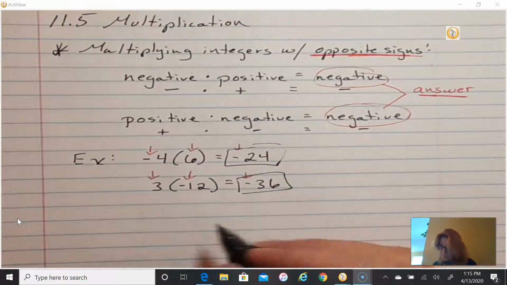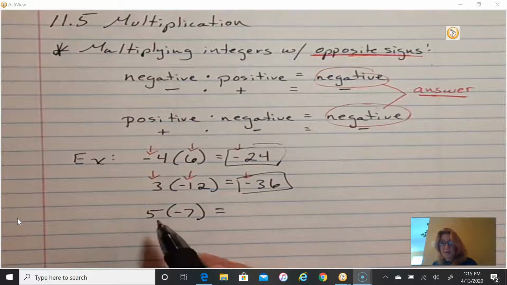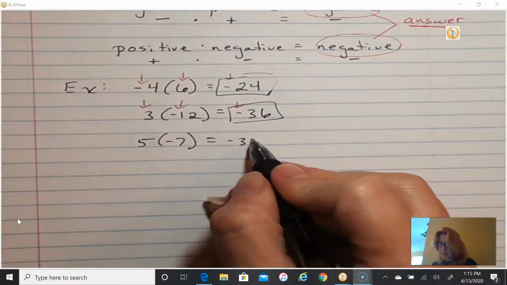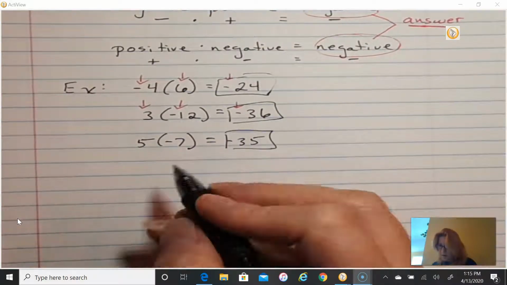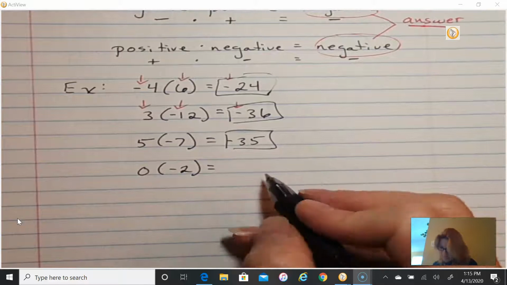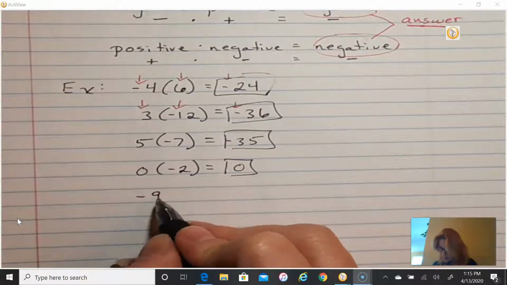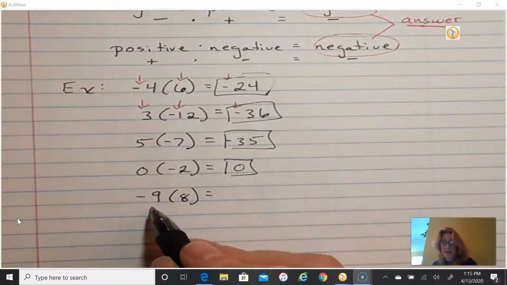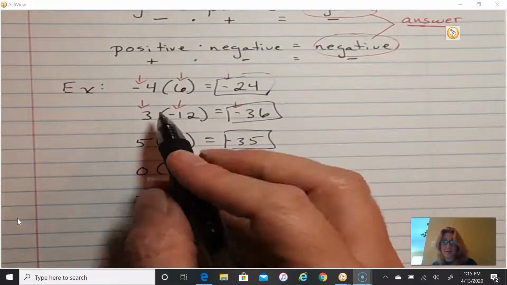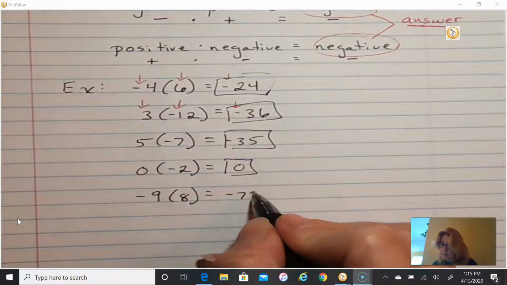Let's do some more. 5 times negative 7. You have a positive 5 and a negative 7. So it's negative 35. How about 0 times negative 2? Well, anything times 0 is just 0. Don't let that fool you. Negative 9 times 8. You have a negative times a positive. Remember, when they're right next to each other like this, that means multiplication. Negative times a positive, negative.